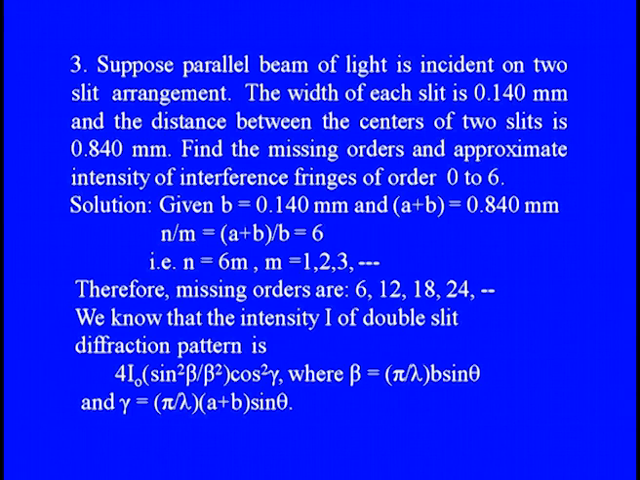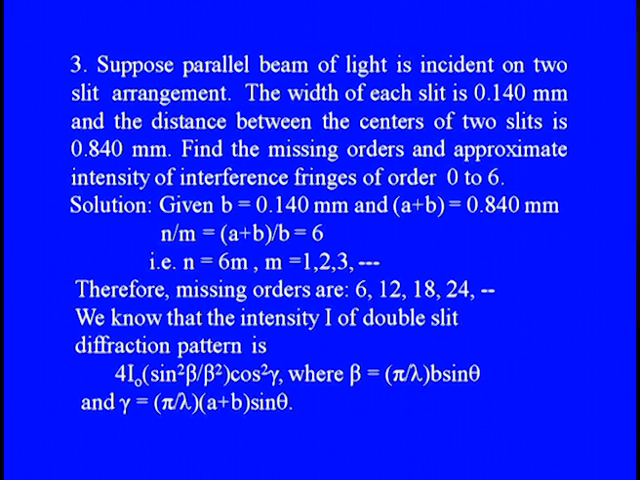Problem number 3. Suppose a parallel beam of light is incident on a 2 slit arrangement. The width of each slit is 0.140 millimeter and the distance between the centers of the 2 slits is 0.840 millimeter. Find the missing orders and the approximate intensity of interference fringes of order 0 to 6.